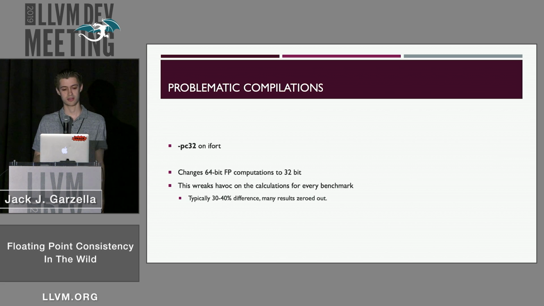So I guess more basic examples of what we found, just things that you would expect. This -PC32 flag on ifort basically changes all doubles to floats. That's a bit of an approximation, but it completely wrecks all of the results. They're off 30 to 40%, sometimes over 100%.